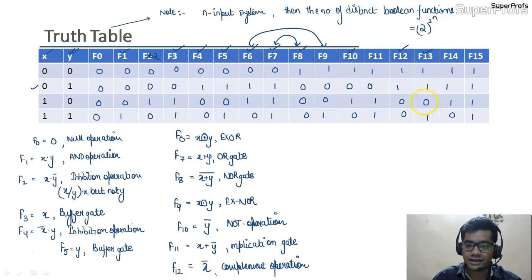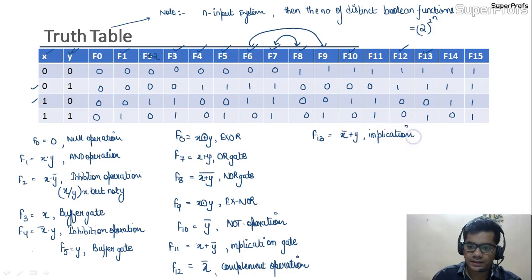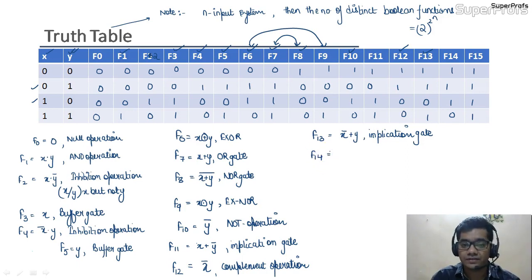So for F13 we can see the output is 0 for only one input, that is 1 0. So we are writing the expression in the form of max term. So it would be X bar plus Y, which is also an implication gate. Okay, this is also an implication gate.